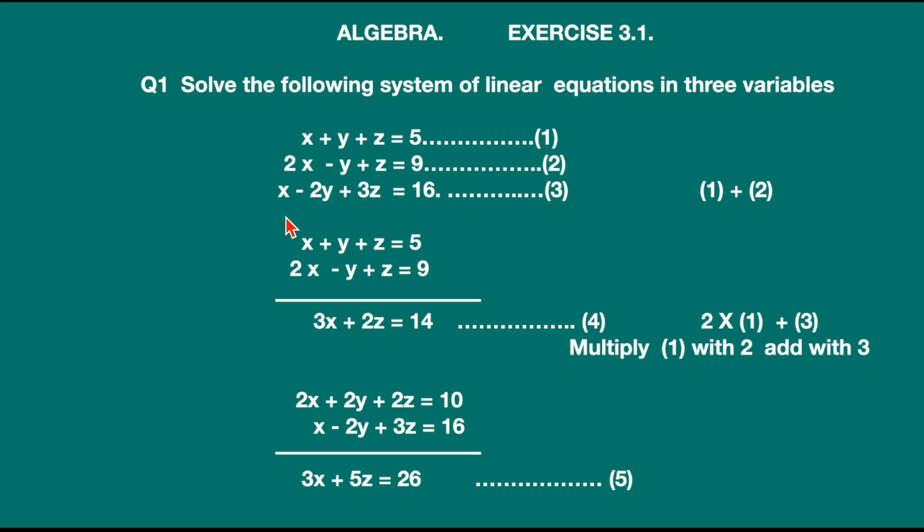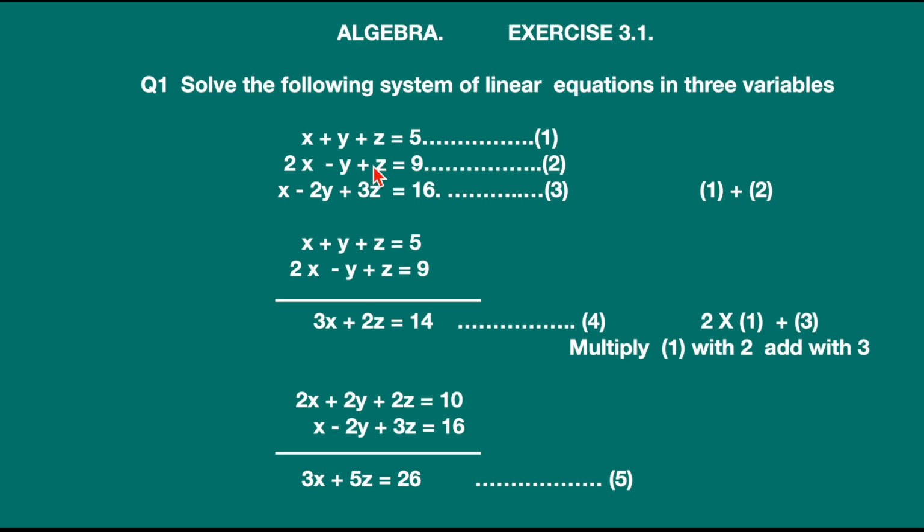So here are the 3 equations. What we are going to do is we are going to eliminate one of the variables and reduce this equation into an equation with 2 variables. Once the equations become in 2 variables, you know how to do it. Already you have done it.